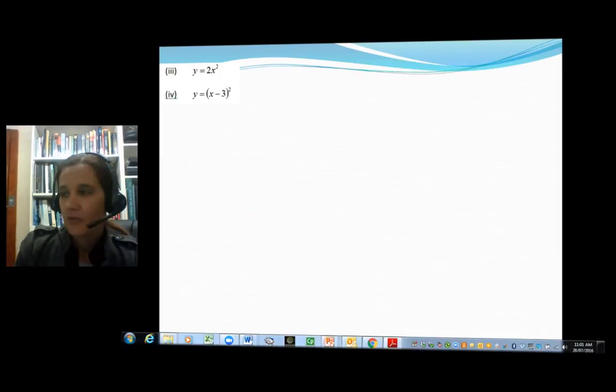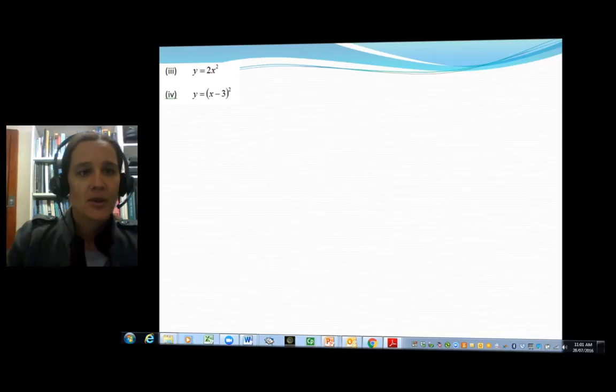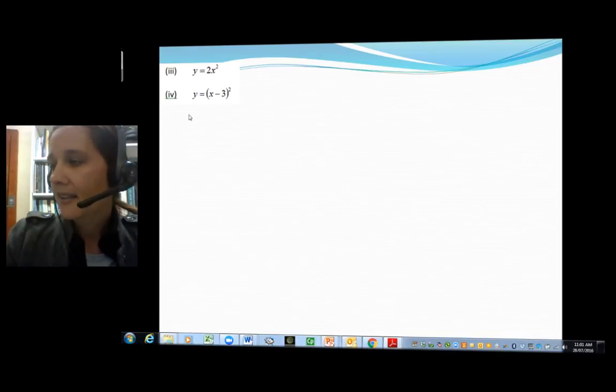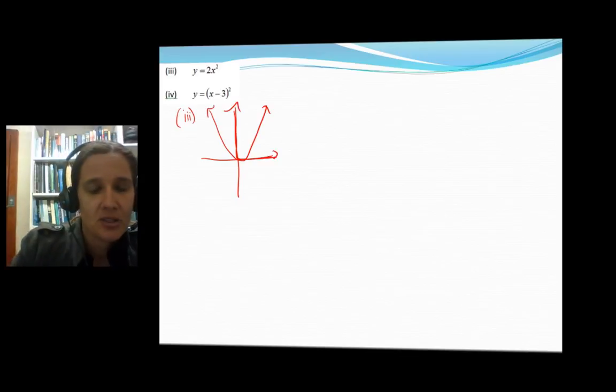So continuing on from here, we have y is equal to 2x squared, so I missed that one there. We're going to do exactly the same thing, so have a try of these ones. Same thing, 2x squared is this shape. We cut it to this part here, and that's where we need to work from.